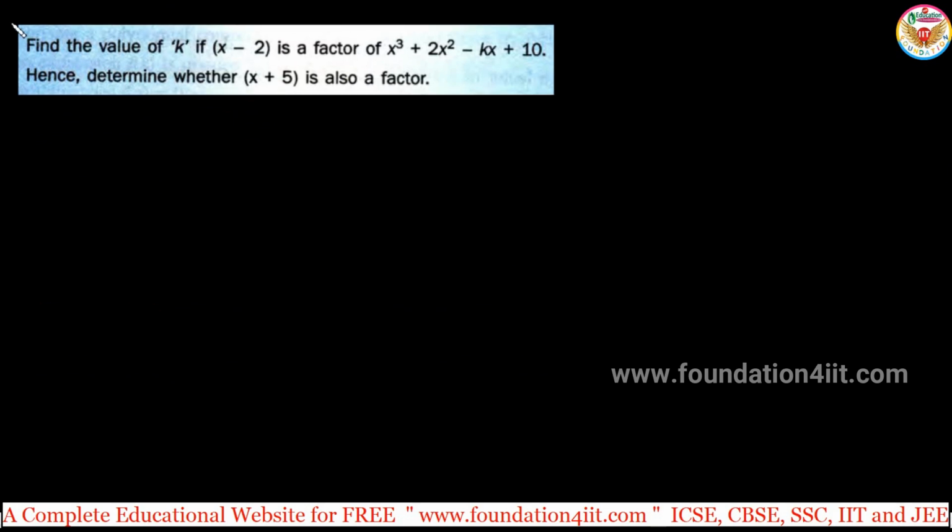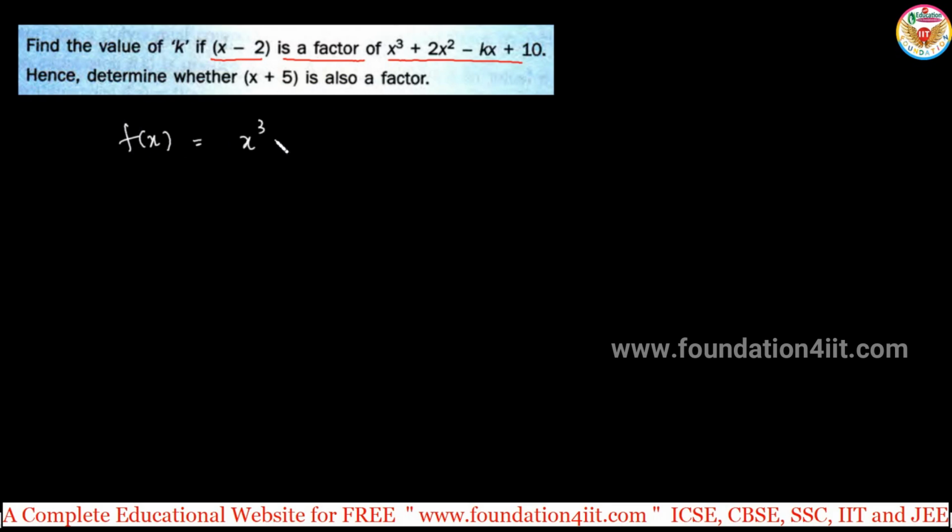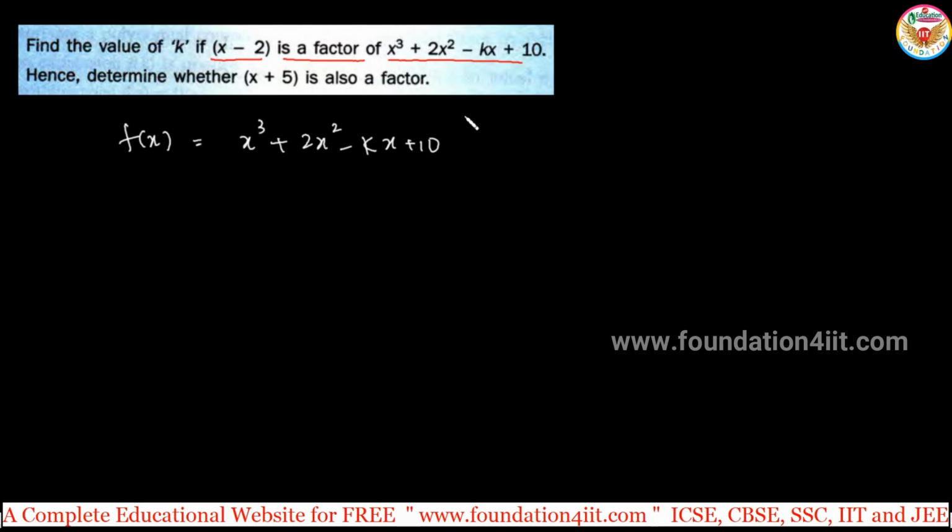Here's the question. Find the value of k if x minus 2 is a factor of x cube plus 2x square minus kx plus 10. They mentioned already x minus 2 is a factor of this function. So since it is already a factor, as per this factor theorem, the remainder must be 0. So here's the given expression f of x, x cube plus 2x square minus kx plus 10. Again, x minus 2 is a factor.